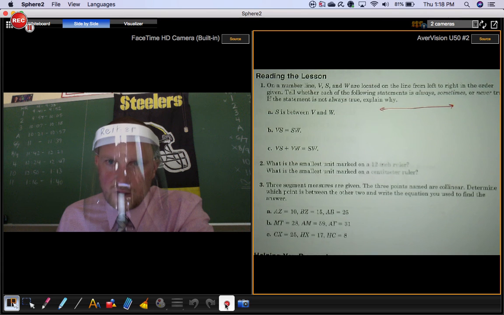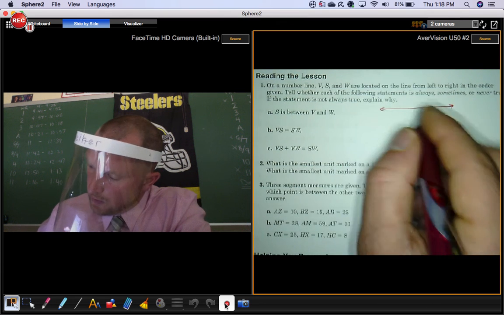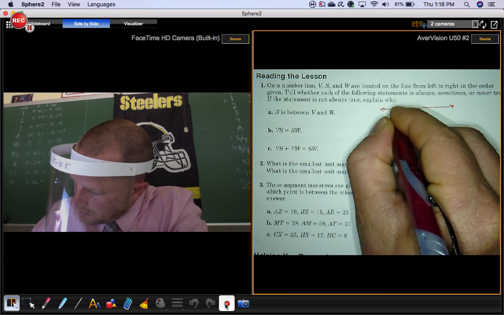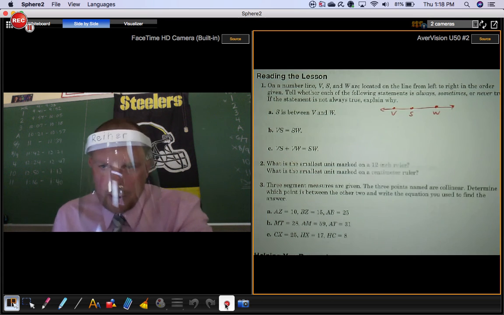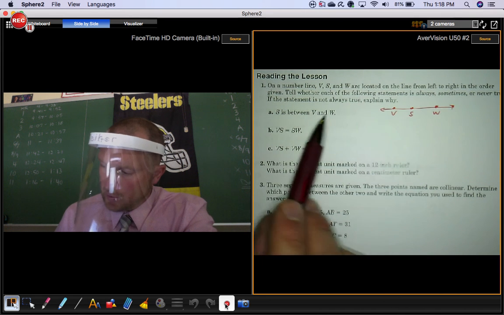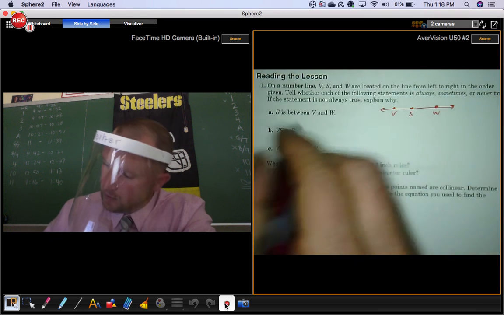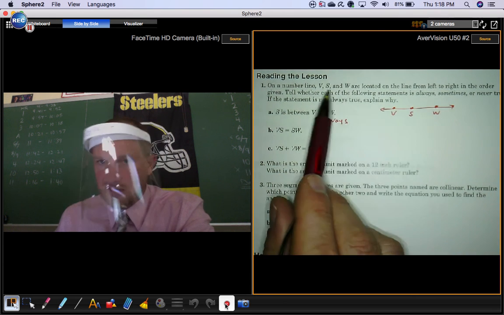Okay, so you can draw yourself a line. They told you that these points are located in order from left to right. V, S, W. That's one way it could look. Is point S between point V and point W? Always. They told you it was in that order.